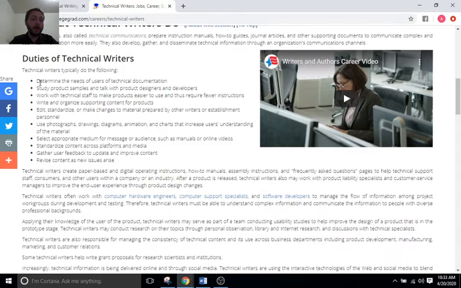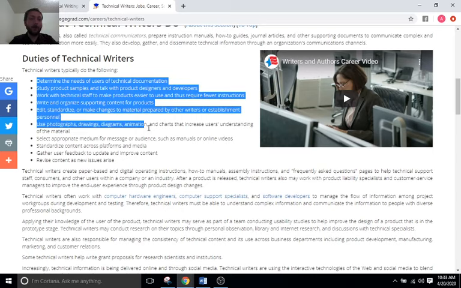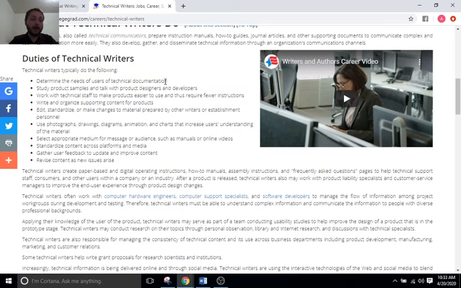Typical duties of technical writers. Determine the needs of users for technical documentation. That goes back to the audiences, determining what your audience is and what they're going to need in terms of a technical document. Then you can just go down here. Use photographs, drawings, and diagrams.